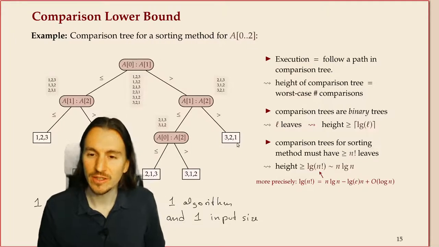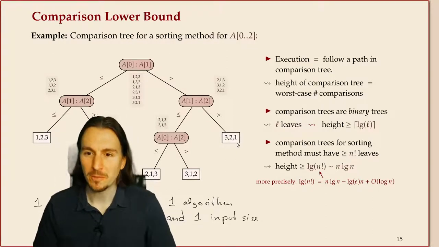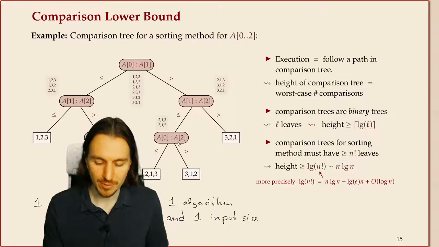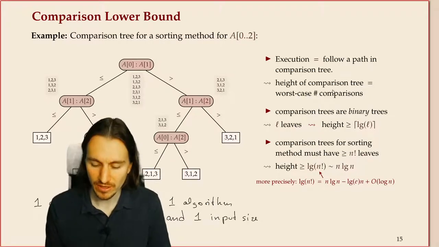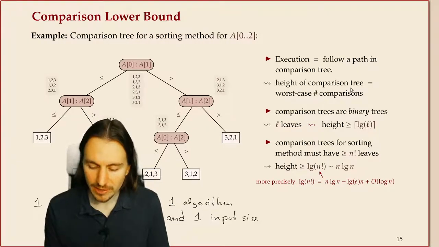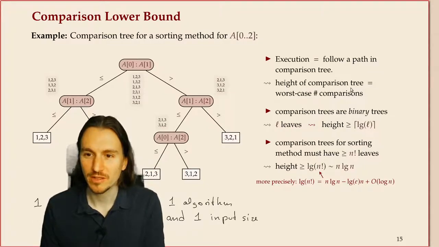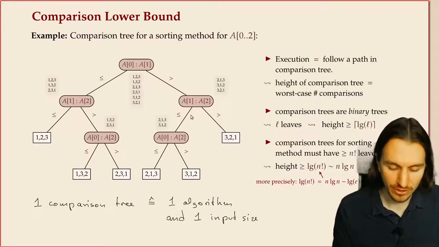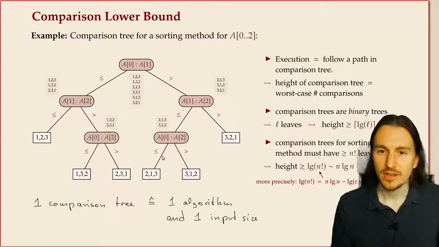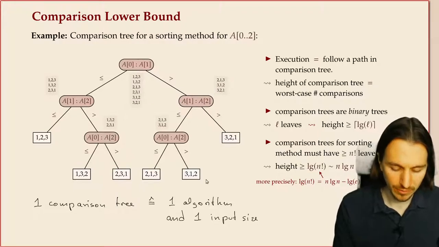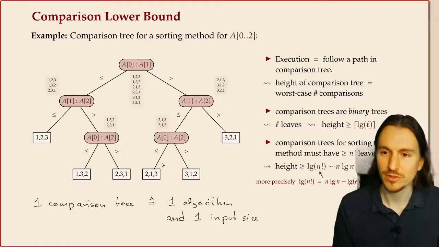And the leaf that I reach encodes the input permutation. On every step I do, in every node that I pass through, I do one comparison. So that means the length of this execution path is the cost of that execution. And the height of the comparison tree is the longest such path. So that's the worst case number of comparisons. Okay. So in our case, the height of this tree is, we defined it as the number of edges, 1, 2, 3. And that's also the number of comparisons that this algorithm does in the worst case. Any of these inputs is the worst case, where you do 3 comparisons.